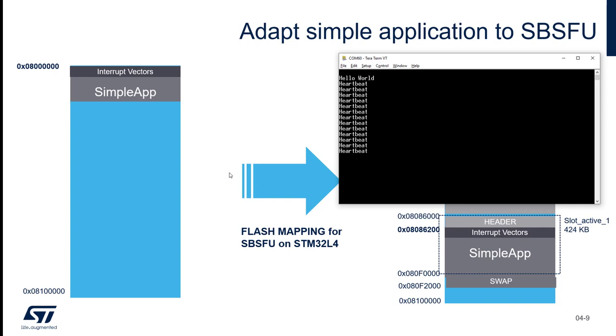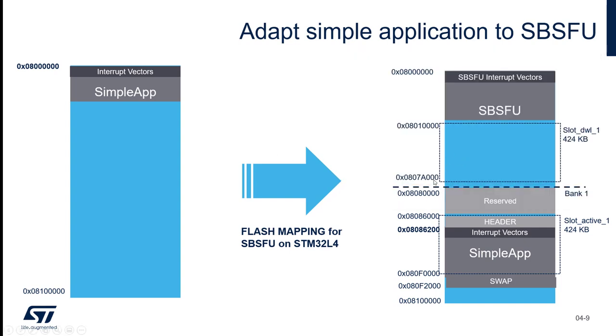We want to adapt it to the SBSFU. So to adapt it, you need to change the location of the simple application to be in the slot active one. And here we have the mapping of our board, Nucleo. The reason why the slot active is at the end of the flash is related to the protection of the firewall, which needs to keep all this area reserved just after the bank one. So the beginning of the slot is this address 0x08086000. At the beginning of the slot, we have our header.